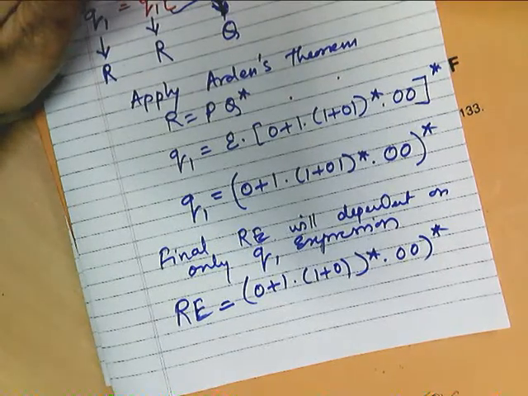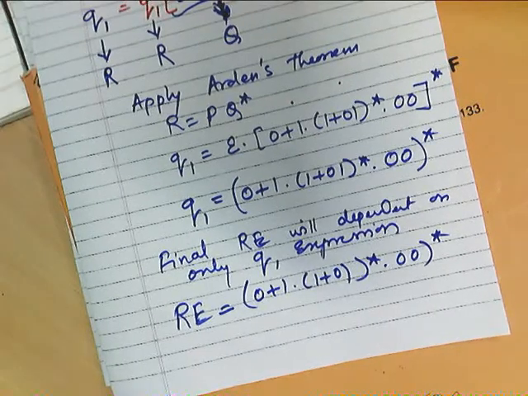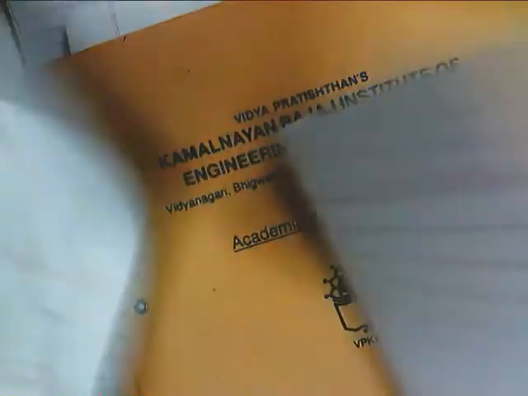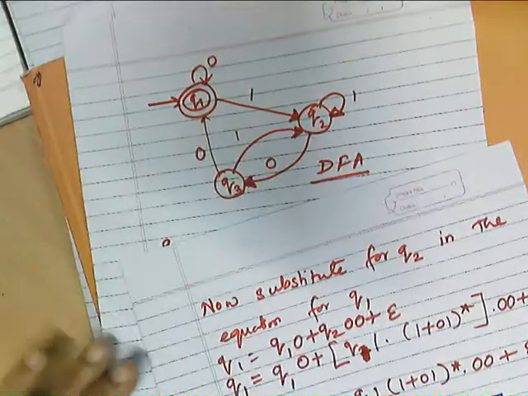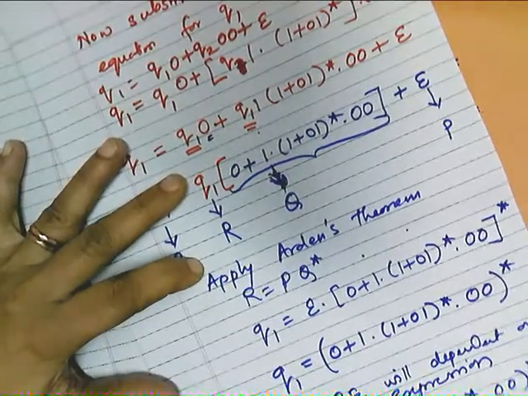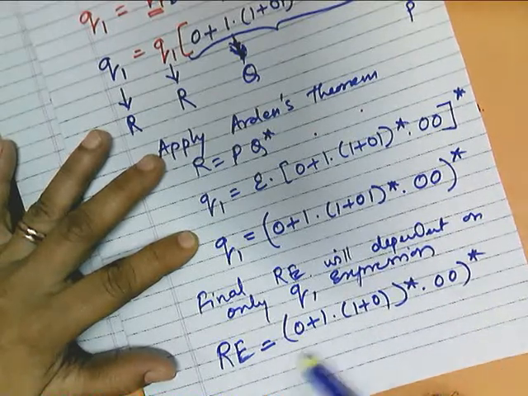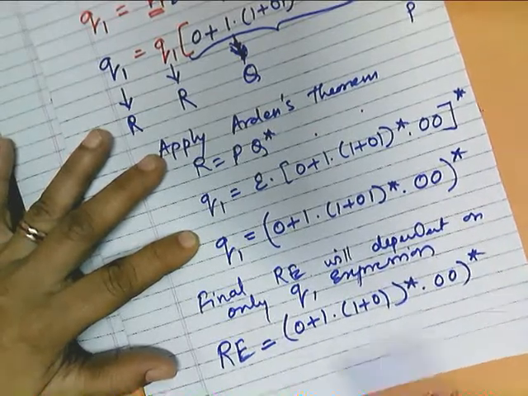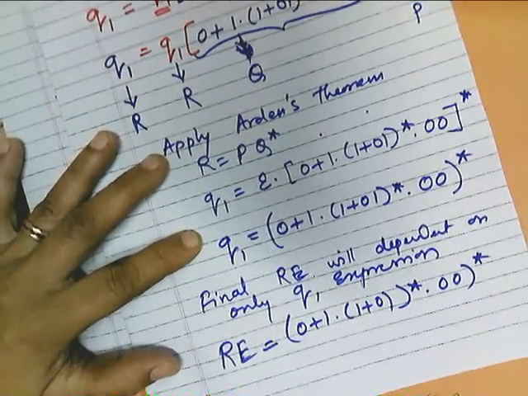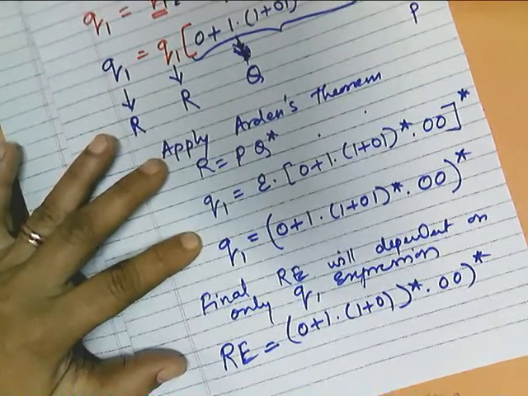Okay, so in this way we can use Arden's theorem to find out the regular expression for a given DFA. So I hope this is clear to you. If you have multiple states as final state, then you have to write plus sign and the expression of another final state. So this is one final state. If another final state is there, then you have to write plus and the expression for another state. So that whole thing will be considered as the regular expression. Okay, so I hope this is clear to you.